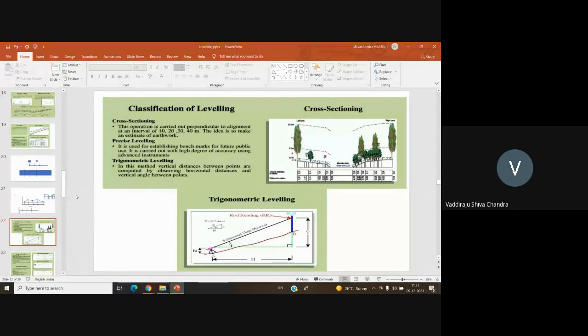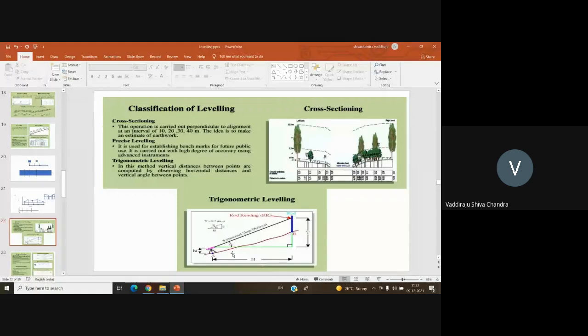So in trigonometrical leveling, what we generally do is compute vertical distances between points by observing horizontal distances and vertical angles between the points. You can see in this bottom figure, I want to determine the vertical distance, the height of this. So I'll establish my instrument at one station, measure the angle of the top point, and measure the horizontal distance between the instrument position and the corresponding point. So with one angle and one distance, I can determine the vertical height.